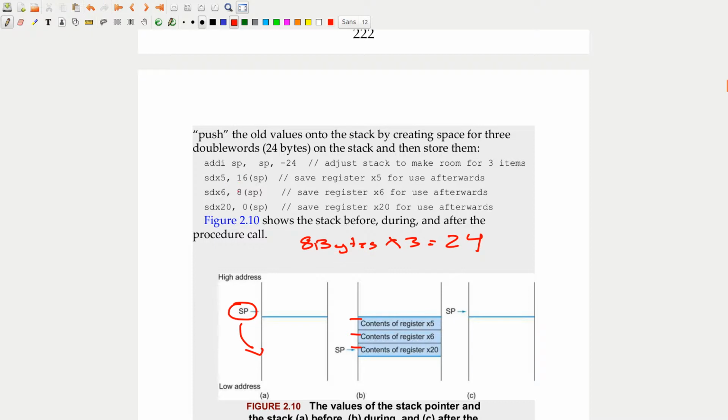The reason why this doesn't go to 24 right here is because, remember, each of these, x20, x6, x5, are all double words. So x20 takes the spot from 0(SP), the stack pointer, all the way to 7(SP). SD x6 goes from 8(SP) all the way to 15(SP), and then x5 goes from an offset of 16 from the stack pointer all the way to 23.